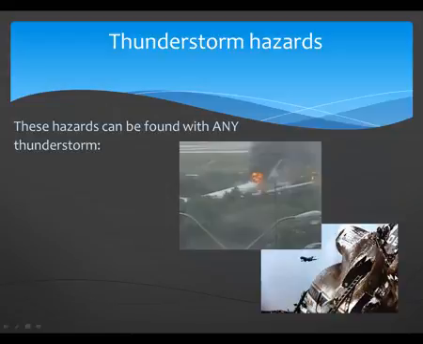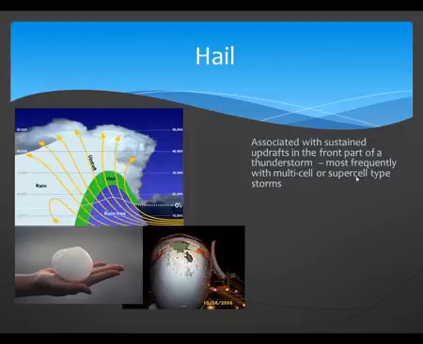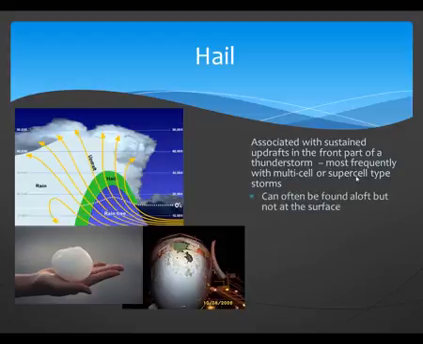So these hazards can be found with any thunderstorm: hail, low-level wind shear in the form of microbursts or gust fronts, lightning, icing, or turbulence. Hail is associated with a sustained updraft in the front part of a thunderstorm, most frequently with multicell or supercell type storms. Hail can often be found aloft but not at the surface.